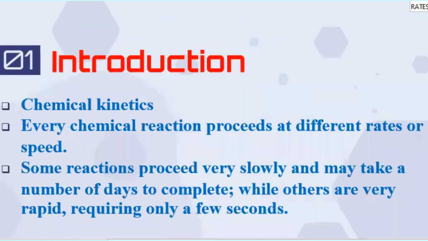Introduction. What is chemical kinetics? First, define the word chemical kinetics and rate of chemical reaction. Chemical kinetics is a branch of chemistry which studies the rate of chemical reaction and reaction mechanisms. Every chemical reaction proceeds at different rates or speed. Some reactions proceed very slowly and may take a number of days to complete, while others are very rapid, requiring only a few seconds to occur.